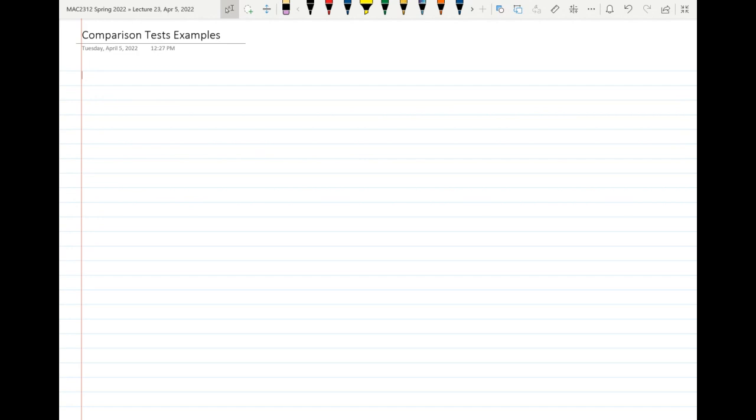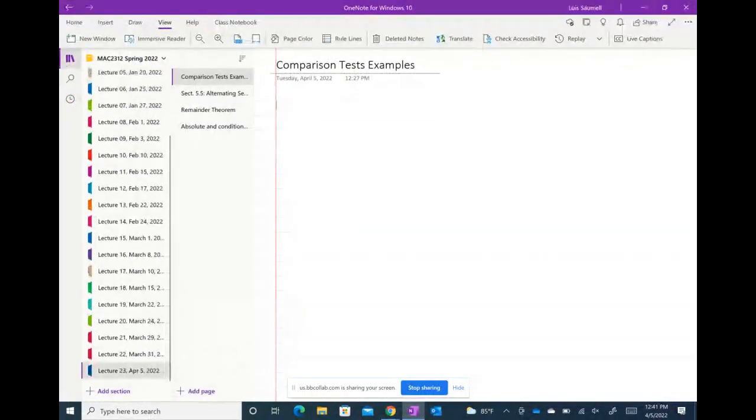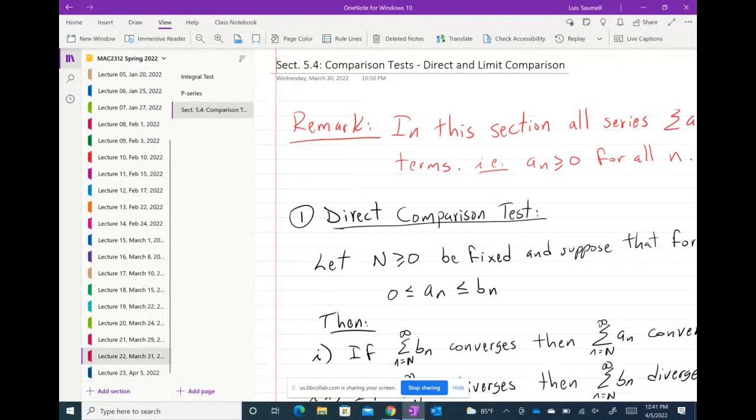Starting from that point on, everything we do is for series with positive terms. This is very important: the an has to be positive. Then we talked about comparison tests. We did the direct comparison test and the limit comparison test. Just as a quick reminder, because now we're going to do examples of these.